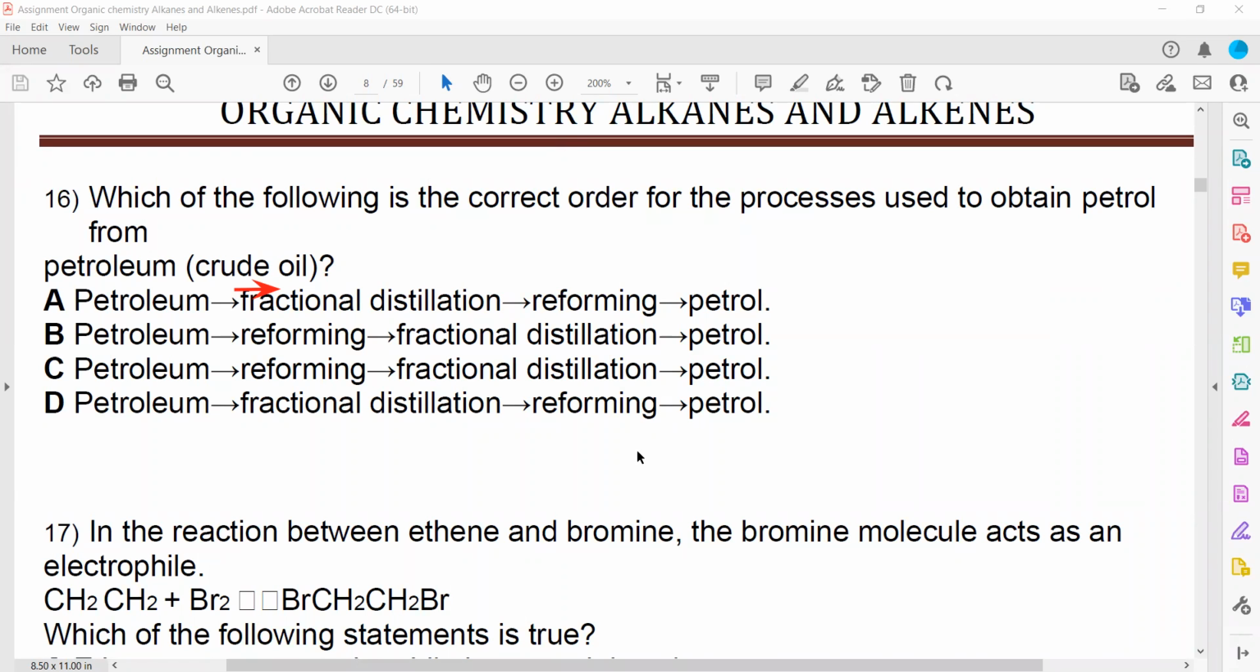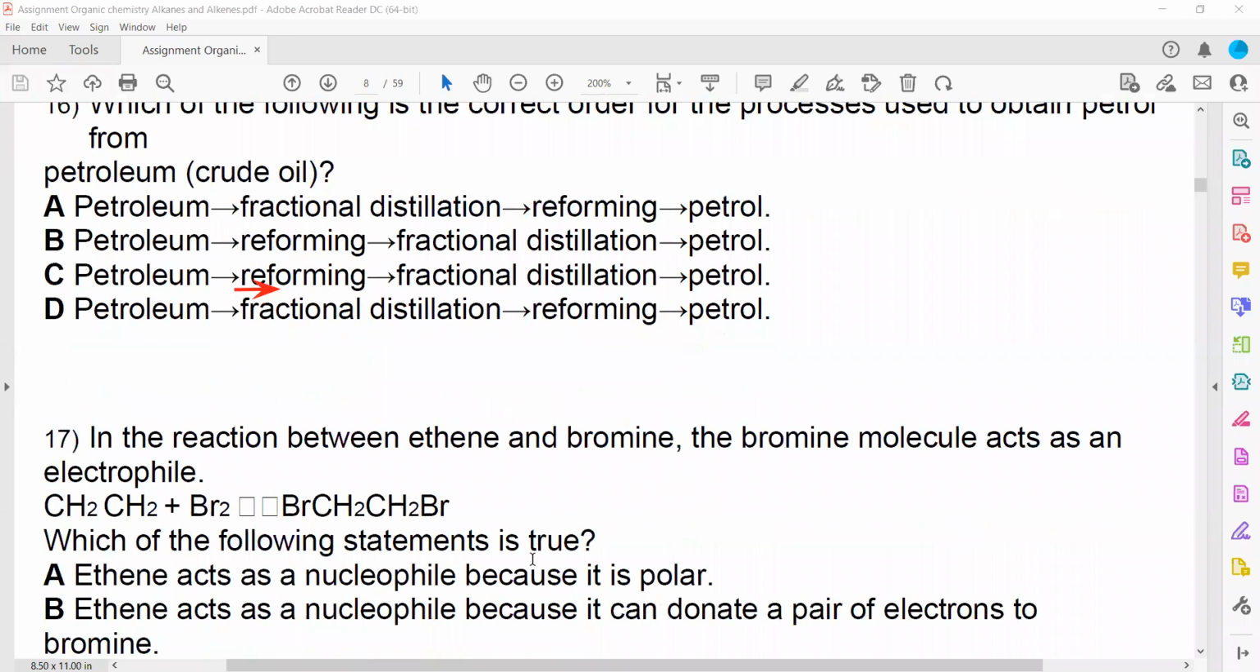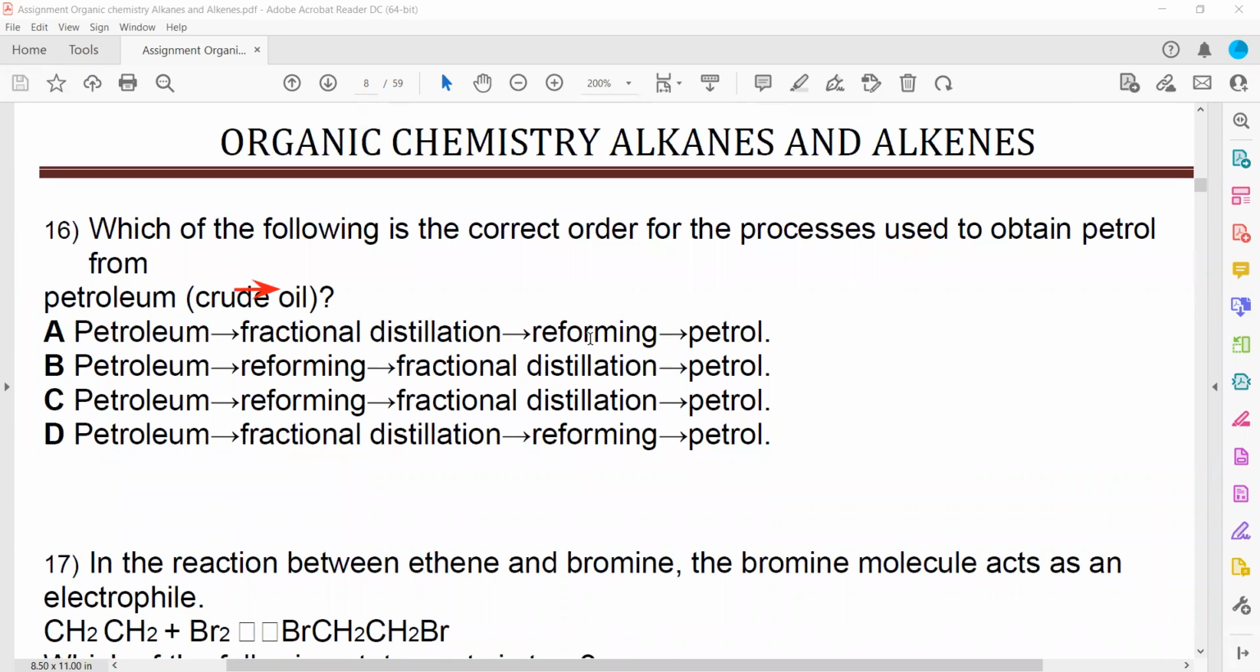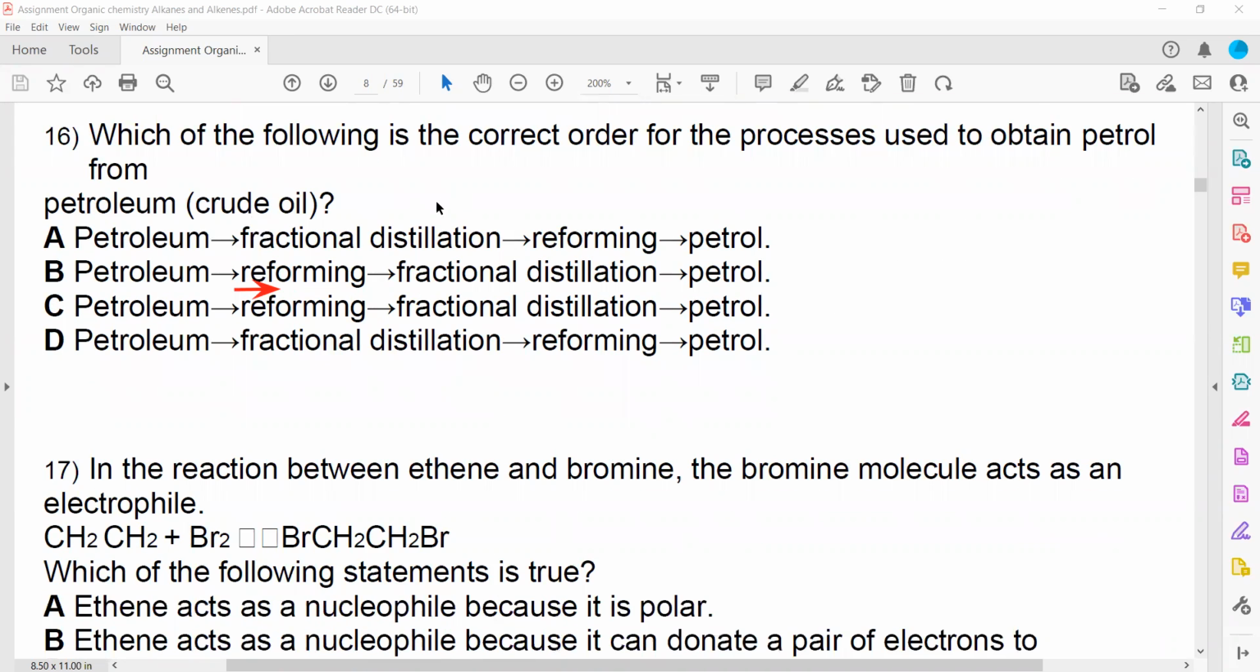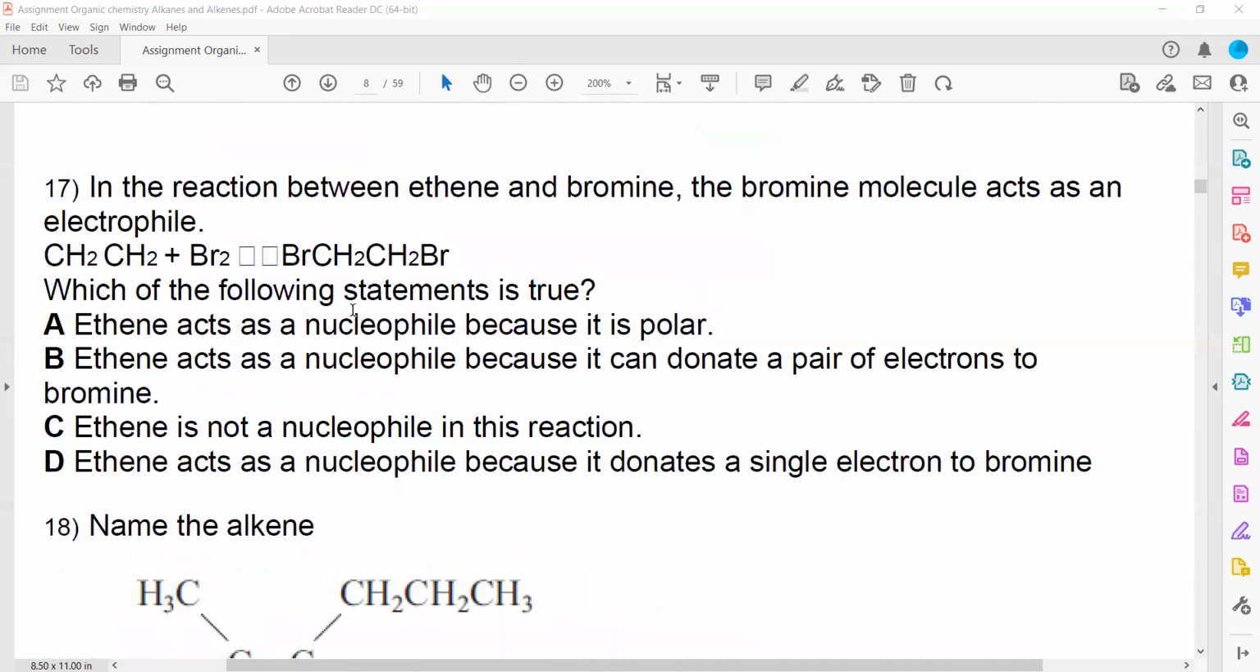Actually, it is copied twice. So it can be A or D, it's the same thing. In question 16, the two options are copied twice. That's why even B and C are the same: petroleum, reforming, fractional distillation, petrol. And A and D are also the same. So it can be A, it can be D, same thing. I was reading option D, that's why I said D.